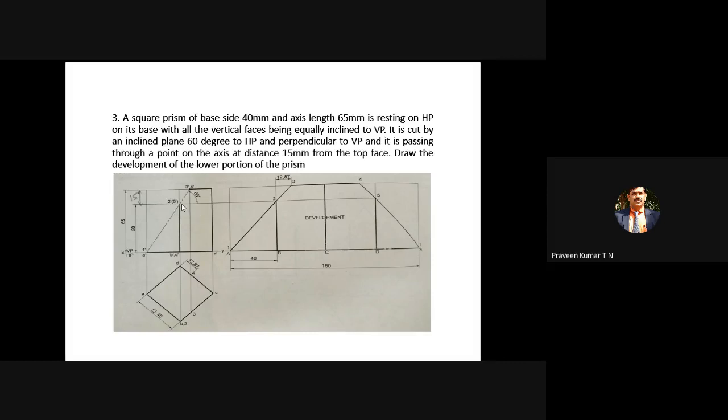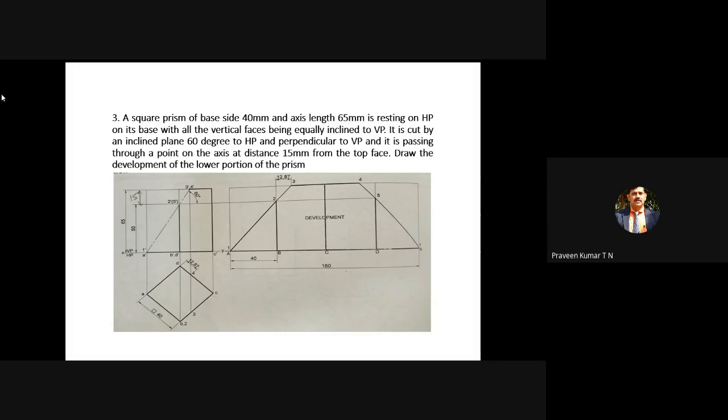If you move the cutting plane to the rightmost side, it may not pass through the axis, but it passes through the axis at a distance of 15 mm from the top face. When you come to construction, first you have to draw the front view of the square prism that you are familiar with, already done for the solid.